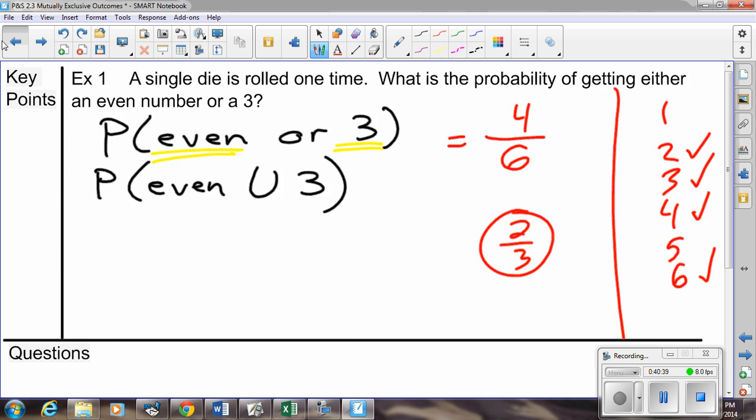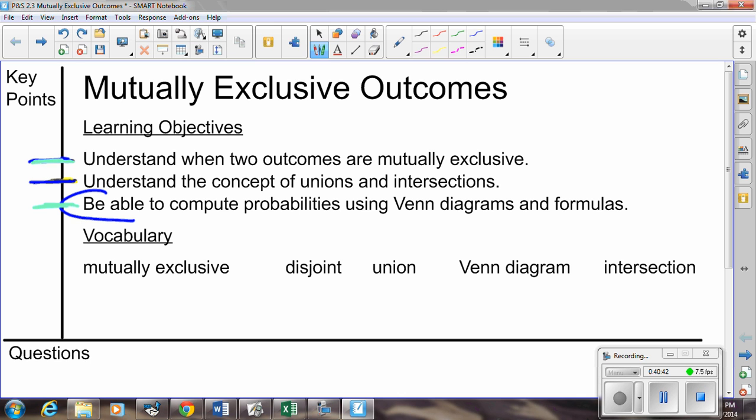Please note our 3 learning objectives. Can you identify when 2 outcomes are mutually exclusive? It's just vocabulary. Is it possible to happen at the same time, yes or no? Secondly, do you understand the concept of a union or intersection? Unions mean or, intersections mean and, where you must have both at the same time. And then lastly, could you create Venn diagrams or use formulas to crunch the numbers and actually get answers for probability? That's the 3 things that we were hoping to be able to get out of this particular section. If you've got it, you're good to go.